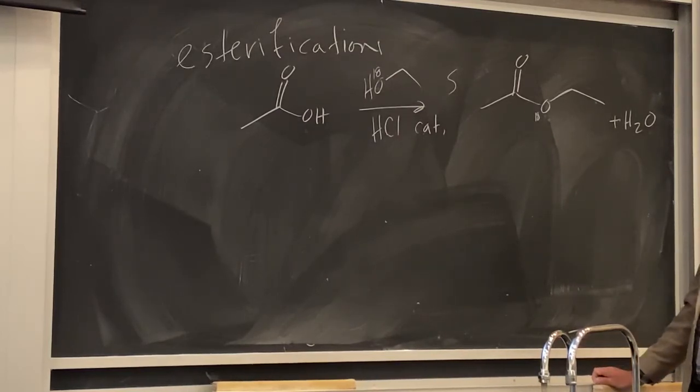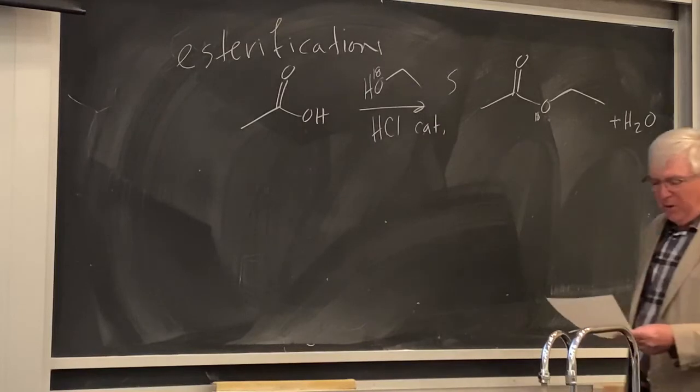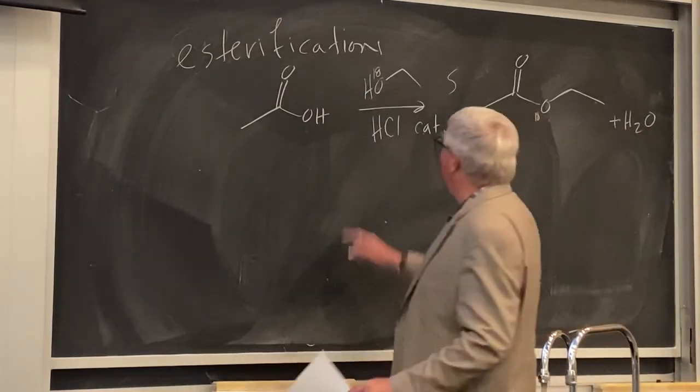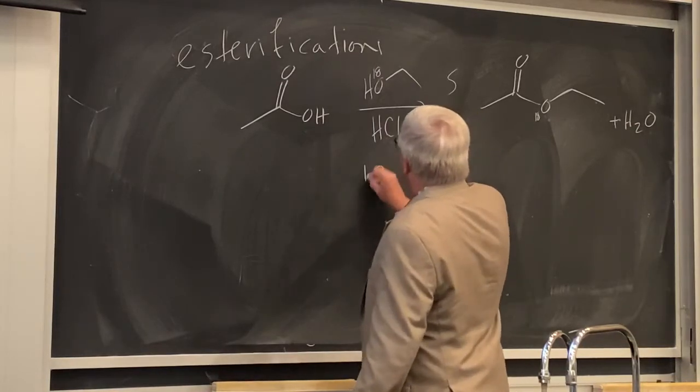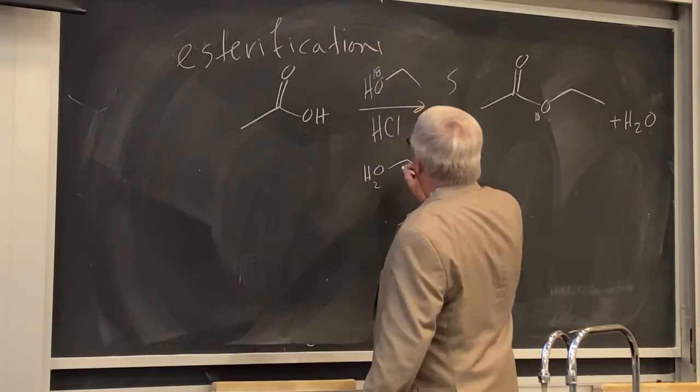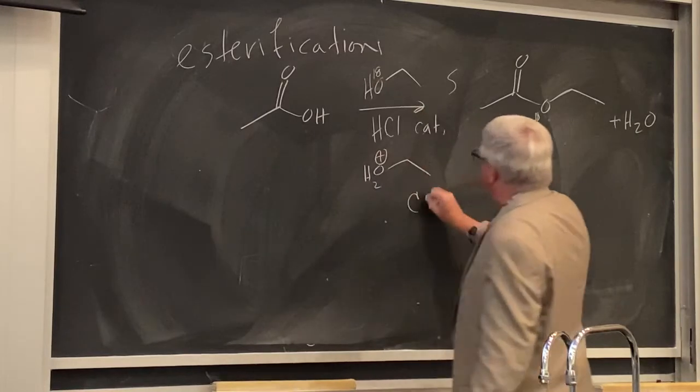There's a couple different ways to draw the mechanism, but I'm going to show you the one that's accepted, that's consistent with all the available data we have from how the reaction has been conducted and from theory. You can model all these intermediates and show that this is the low energy pathway. So if we have HCl and alcohol here, we're going to protonate the alcohol.